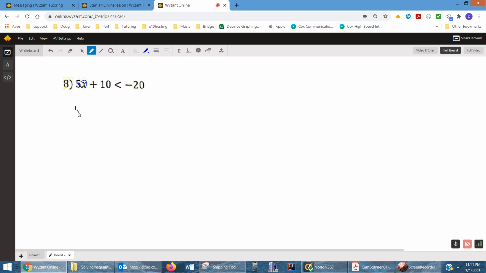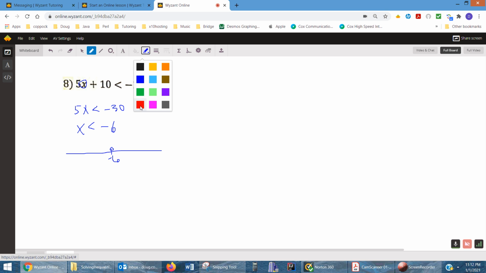So subtract 10. Divide by a positive 5 means that order remains the same. x is less than negative 6. If you're asked to graph the solution set, you'd go something like this, and I'll use a different color. There's the numbers that are less than negative 6 on the number line, and those are the numbers that make this a true statement.